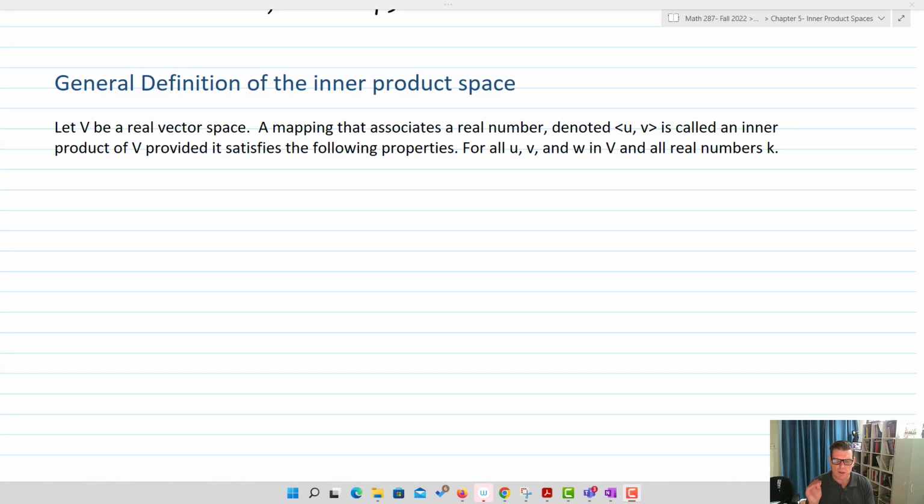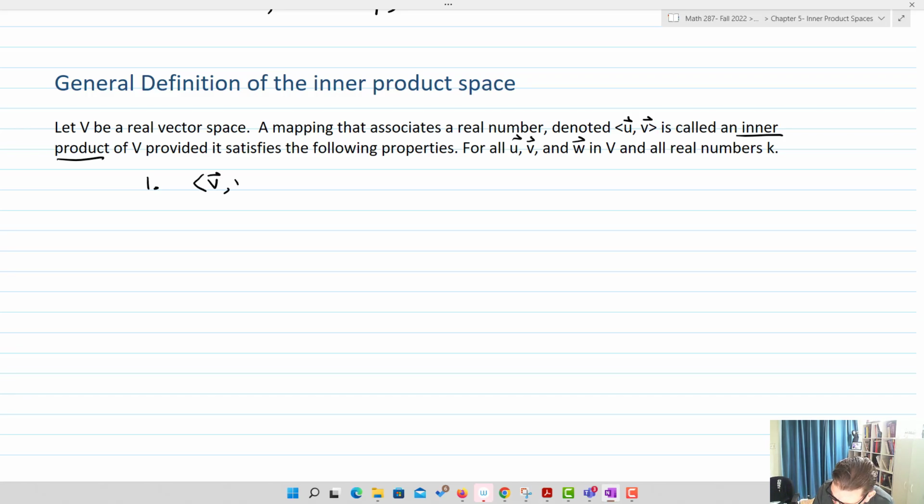So we're going to define the general definition of the inner product space. Let V be a real vector space, and take a mapping that associates a real number denoted as u dotted with v. Here's the thing: u dotted with v doesn't necessarily mean the standard inner product. It's only the standard inner product if we say it is. It's going to be called an inner product if it satisfies the following properties for all vectors u, v, and w, and all real numbers k. We have four things.